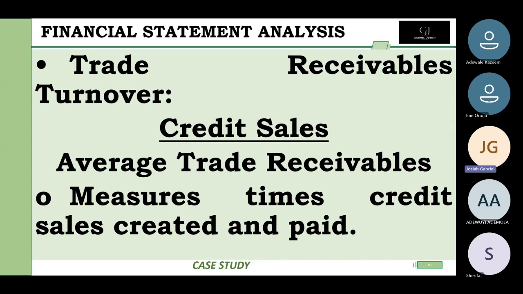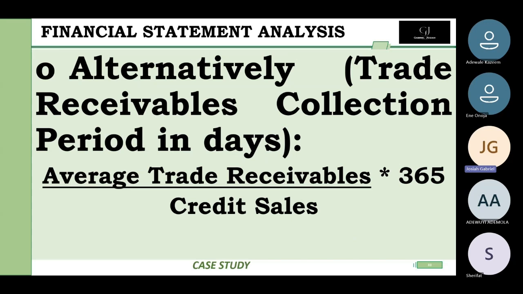We also have the trade receivables turnover, speaking to average trade receivables, and it measures how many times credit sales is created and paid for within the period under review. So the trade receivables turnover is looking at how many times credit sales is created and paid for. Also, we have alternatively the trade receivables collection period in days, and it is expressed by average trade receivables, which is maybe 2 years or 3 years. You do 2021, 2022 divided by 2.